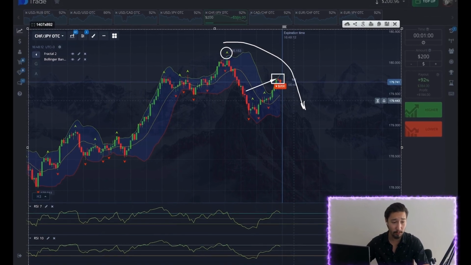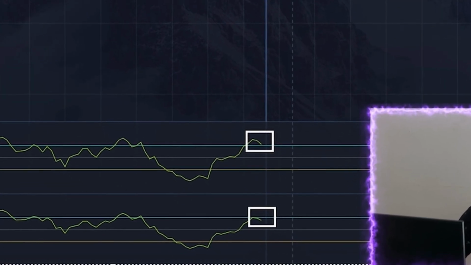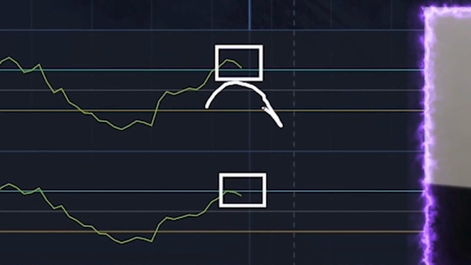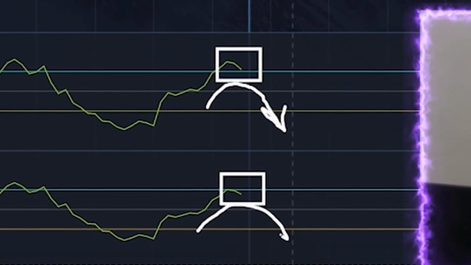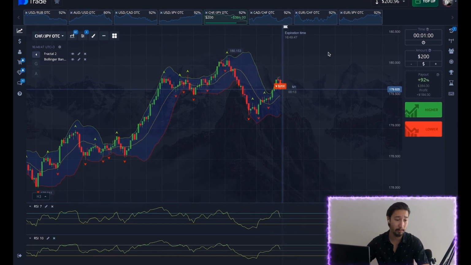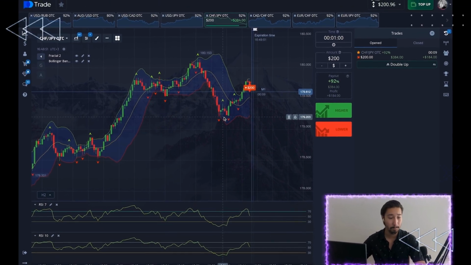The moving lines of the oscillators are in the overbought area, to be more precise. The oscillator with a period of 10 is about to cross this area and head down. And from the second oscillator, I observe a touch and a rebound from this area. So let's look at the results. We have 10 seconds.